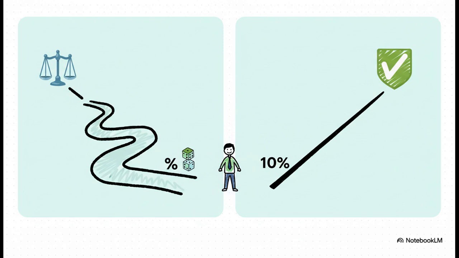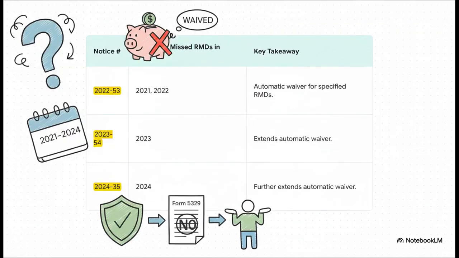You can go the traditional route, file for the waiver, and shoot for a 0% tax, but it's at the IRS's discretion. Or you can proactively pay a 10% tax and get immediate certainty. The case is closed.